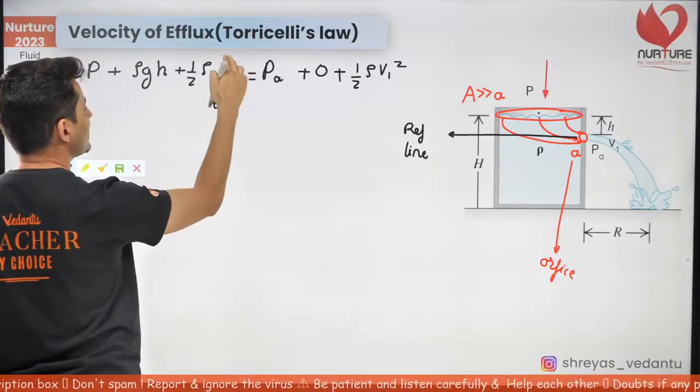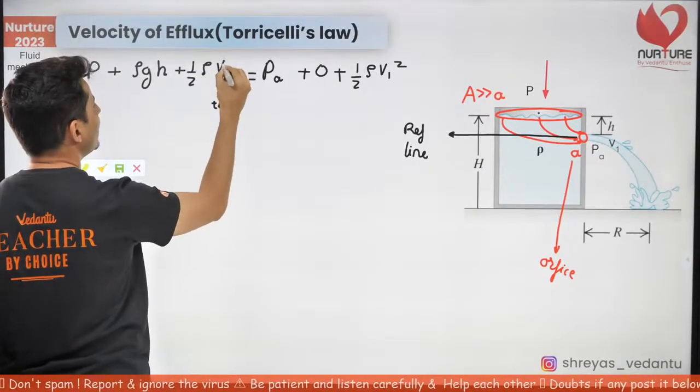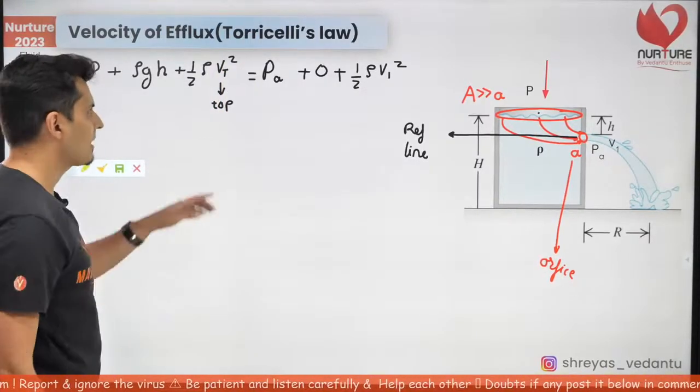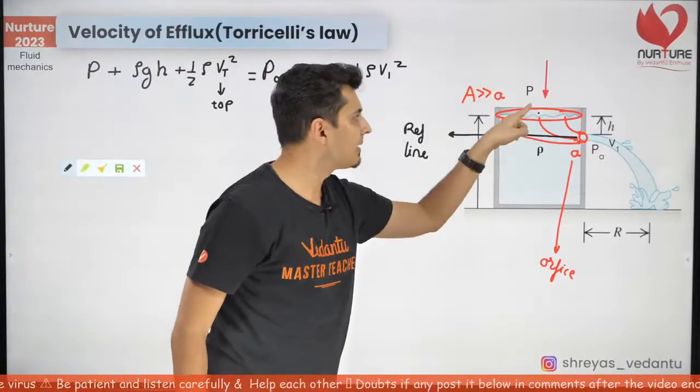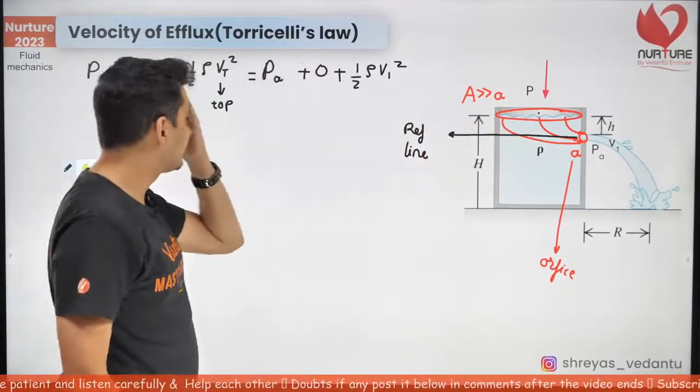So let's use this as just half rho V top square, so that we are clear with the symbols. V1 is the speed here. V top is the speed from the top.